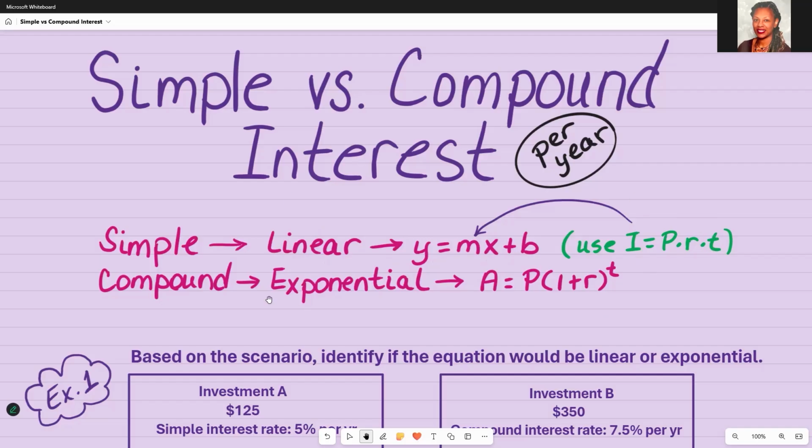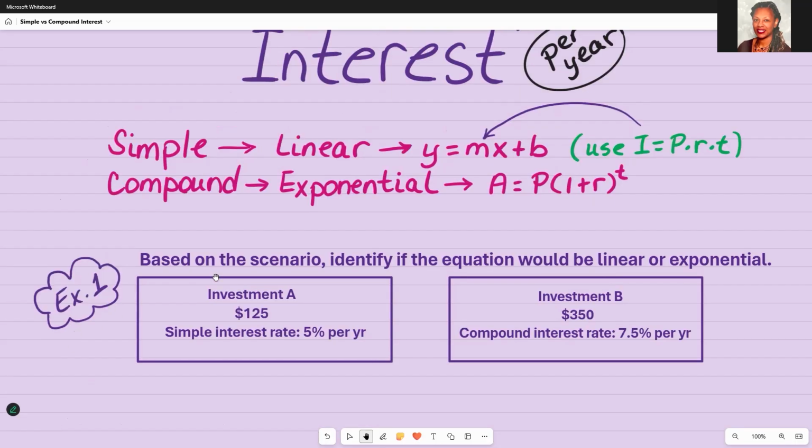If you see the word compound, that means that you're going to have an exponential function, and we're going to use A is equal to P times the quantity of 1 plus r raised to the t. We're not going to do compounded semi-annually, weekly, and things like that. If we were to do that, we would have to have r divided by n, and then that same n would be multiplied by t as a power.